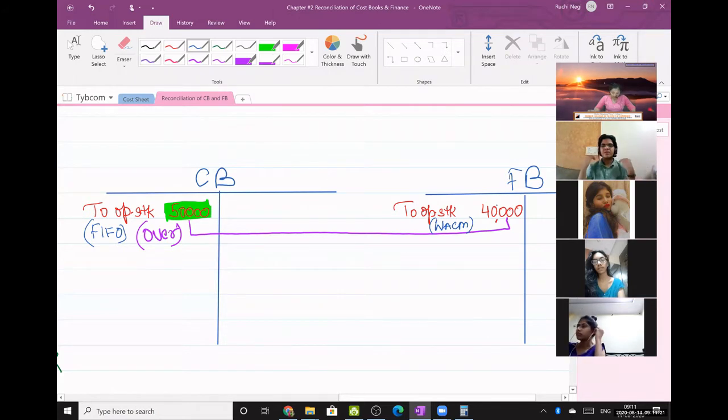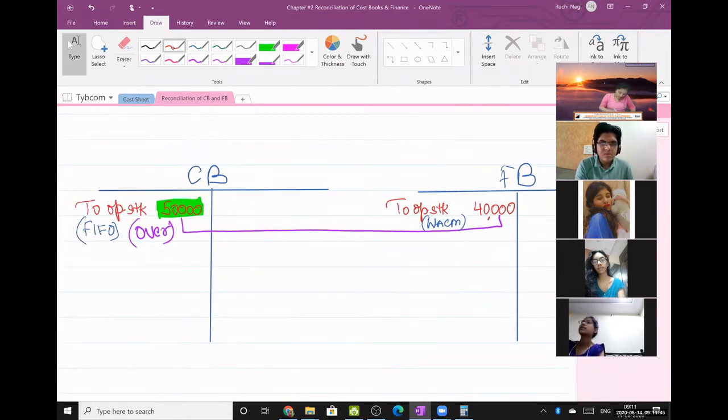समझ में आया? Is this clear to everyone? Acknowledge it in the chat box. Overvaluation समझा क्या होता है और क्यों होता है? Yeah, because of difference in valuation of stock, difference in the method. Okay, you have to keep cost books as the base. Okay, fine. Yeah, thank you, students. Thanks for the acknowledgement.